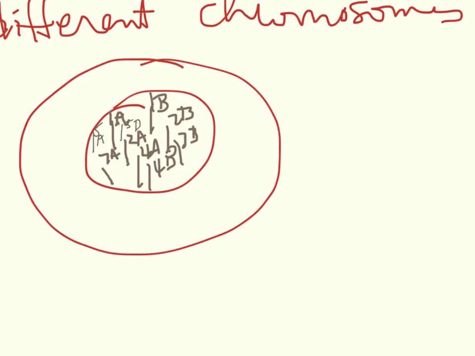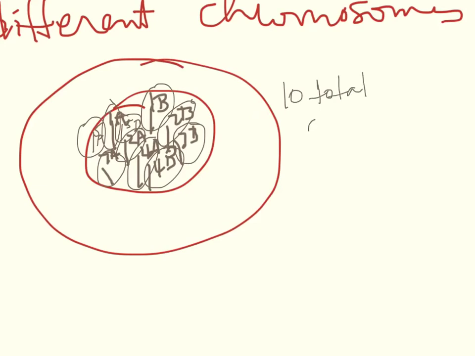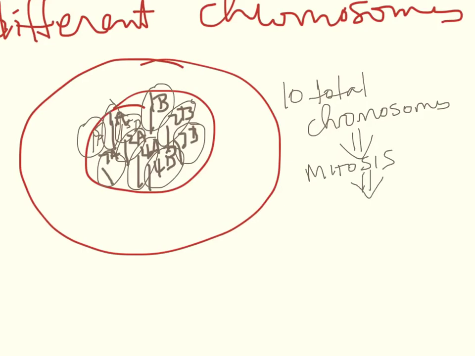So you have 10 total chromosomes in there. There's how many lines? 1, 2, 3, 4, 5, 6, 7, 8, 9, 10. You have 10 total chromosomes. After mitosis, how many total chromosomes do you have? You still have 10 total chromosomes. You have 10, you end up with 10.